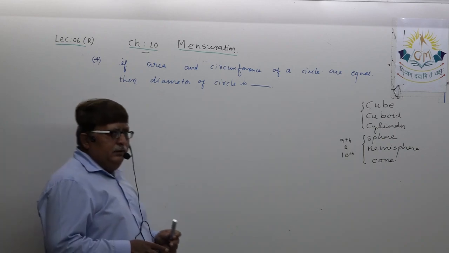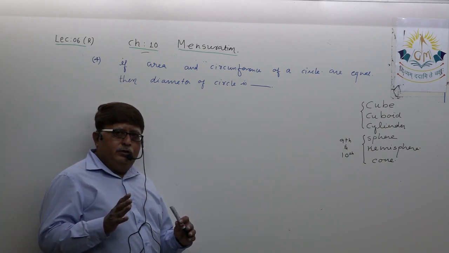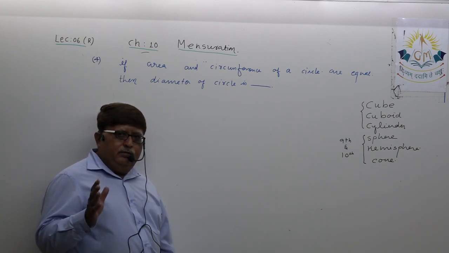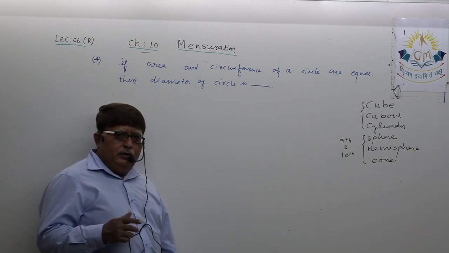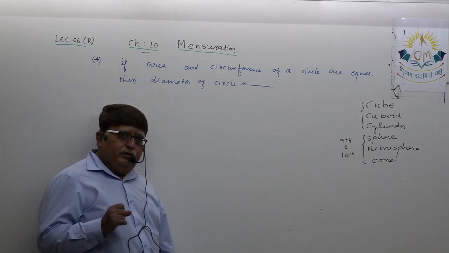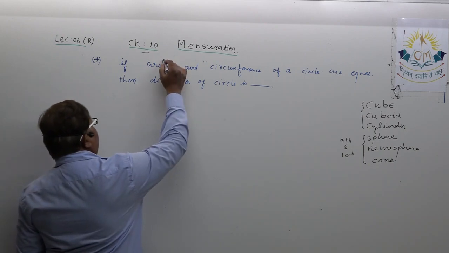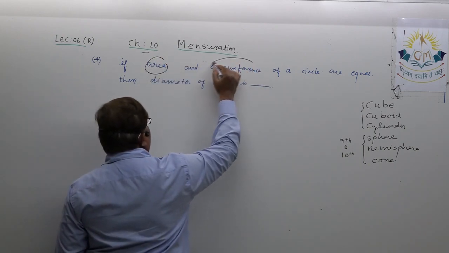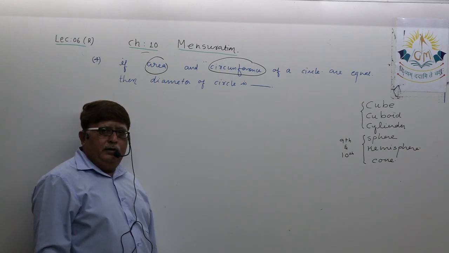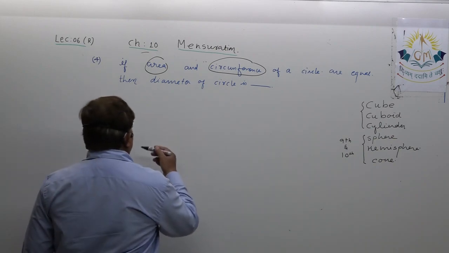Here, dear student, just now I discussed that when one solid melts and converts into another solid, whenever it happens that one solid converts into another, you can compare their volumes. Their volumes will be equal. Remember this. Here in this example, it is already given that area and circumference of a circle are equal. I have asked such an MCQ in the exam. Okay, so what you have to do, dear student?